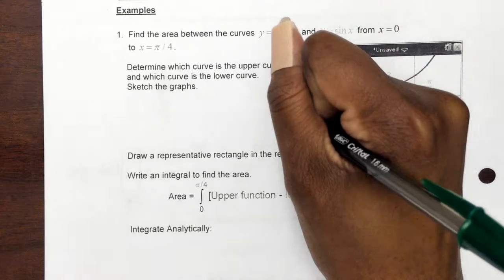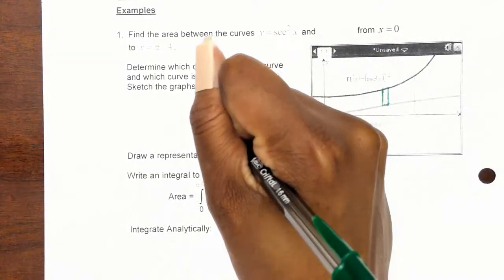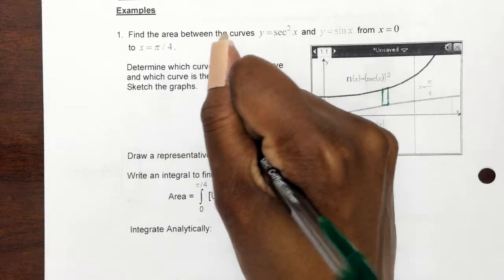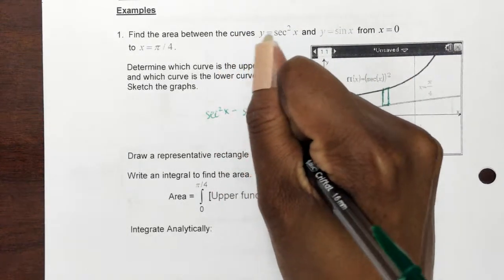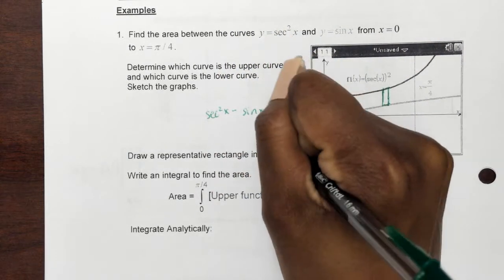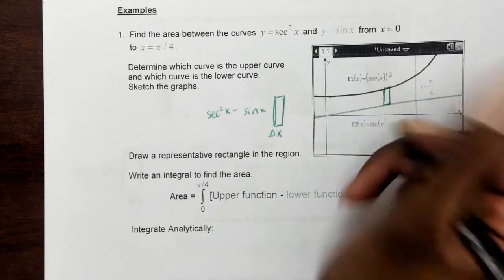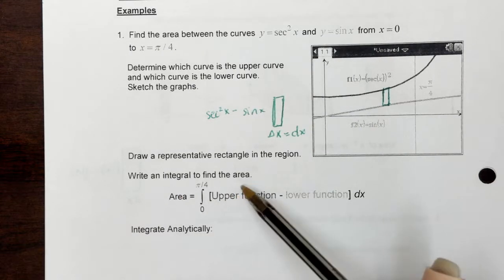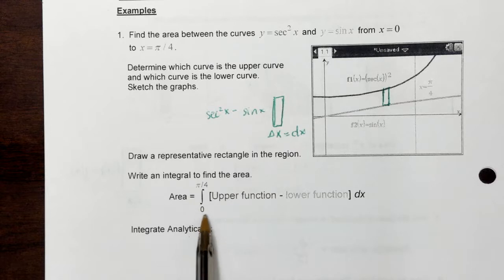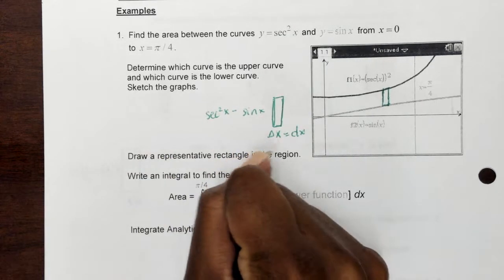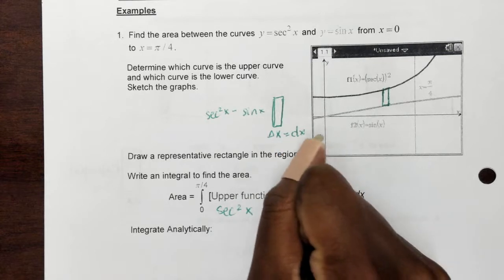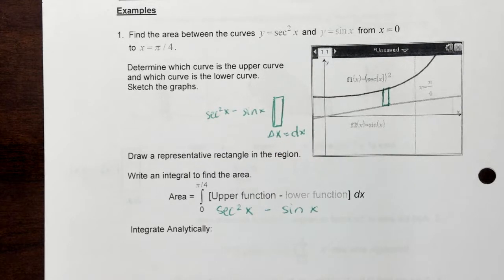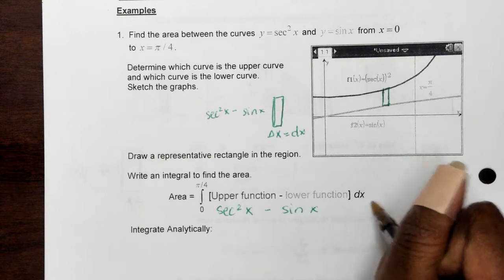Now we want to draw a representative rectangle in the region. So just going to draw a rectangle in here. And you can see that if we draw a rectangle in here, then the height should be secant squared x minus sine x, and our base is our change of x, which we'll rewrite as dx. So if we're going to write an integral to find that area, then the area goes from 0 to pi over 4, and our upper function is secant squared x, and our lower function sine x. And then our change of x is dx.